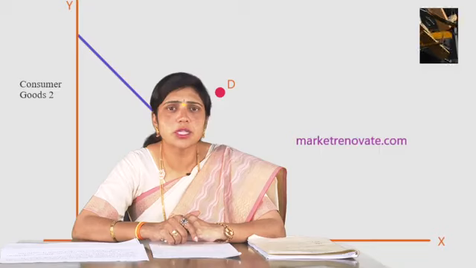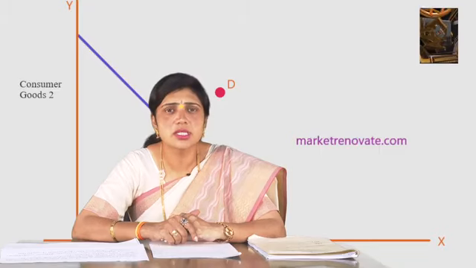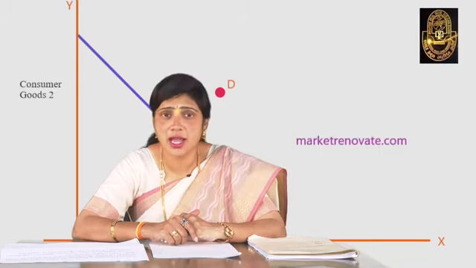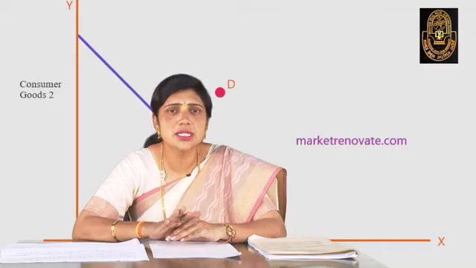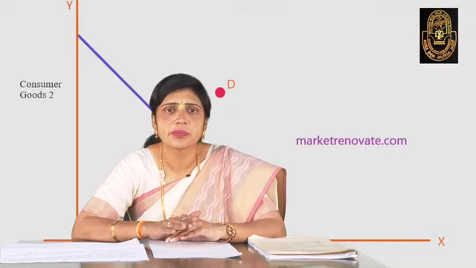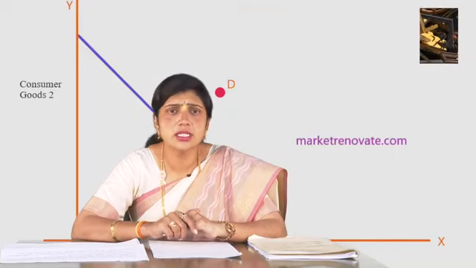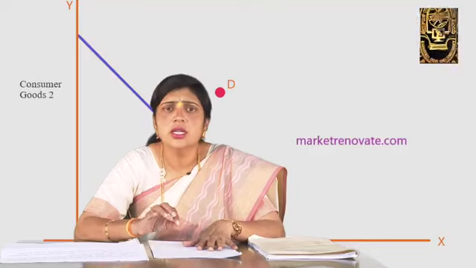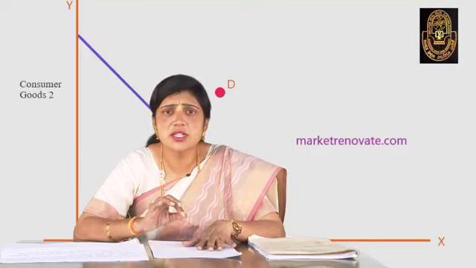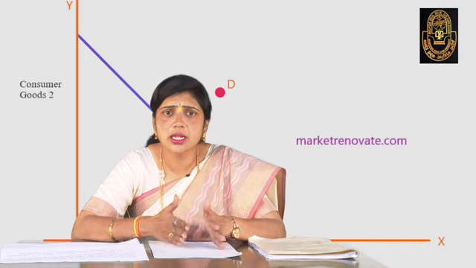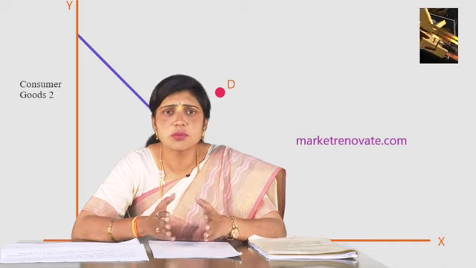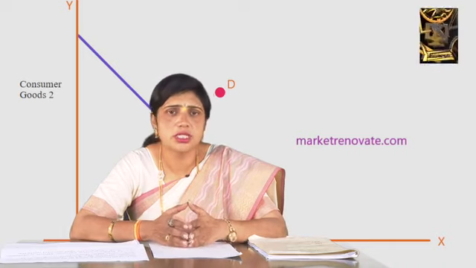Professor Tapas Majumdar has described Samuelson's revealed preference theory as behavioralist ordinalist. It indicates that the theory first applies the behavioristic method, and second, it uses the concept of ordinal utility.